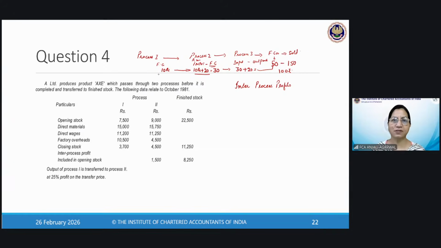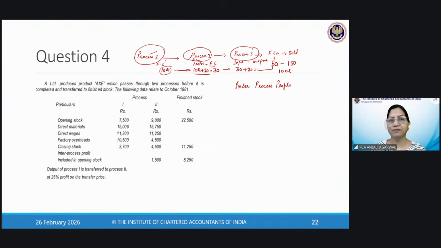Now, in this whole process, we are not able to understand what is the profit of process 1. How is process 1 performing? We don't know. How is process 2 performing? We don't know. How is process 3 performing? We don't know. Why? Because all these became a cost center. They were not profit centers. So whatever the cost was incurred, the goods were transferred to the next process at cost only. Process 1 department or account did not think of its own profit.